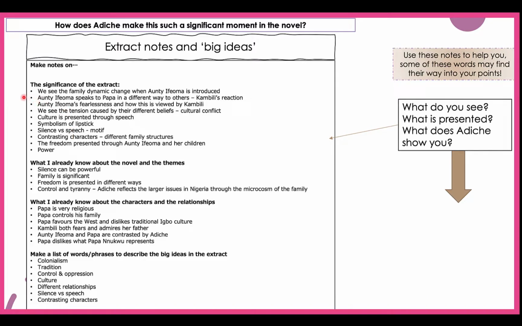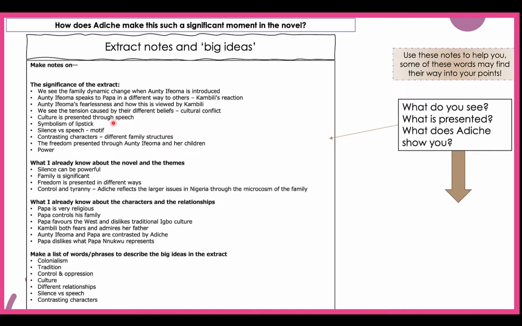So what we do see here is the family dynamic and how it changes when Auntie Ifeoma is introduced. We see Auntie Ifeoma speaking to Papa in a different way to the others. And what's significant here is the narrative perspective, Kambili's reaction to this. We see Auntie's fearlessness and how this is viewed by Kambili. We also see the tension caused by the different beliefs between Papa and Auntie Ifeoma, and this is all down to the cultural conflict, which actually runs all the way through the novel.